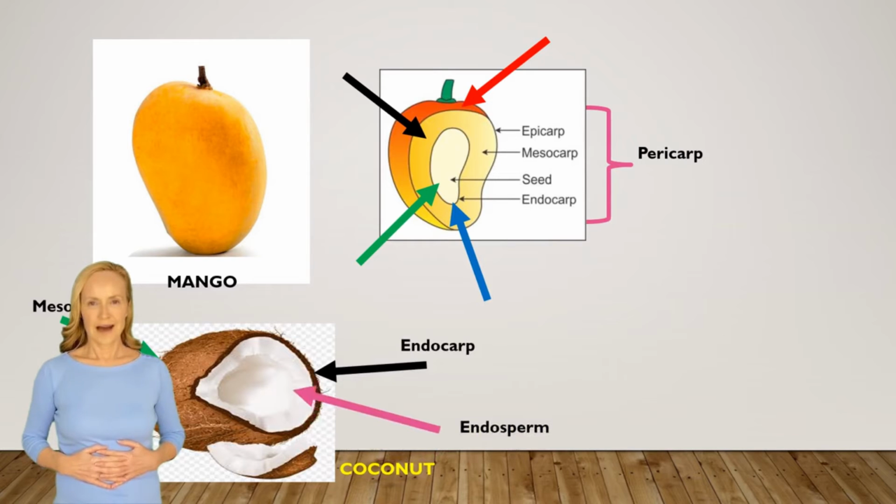In mango, the pericarp is well differentiated into an outer thin epicarp, a middle fleshy edible mesocarp, and an inner stony hard endocarp. In coconut, which is also a drupe, the mesocarp is fibrous and the endosperm is free nuclear and liquid.